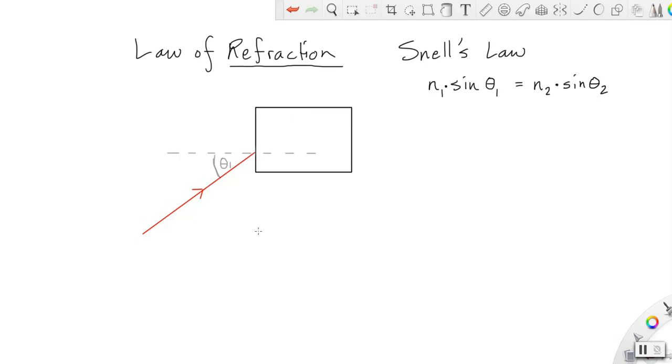The way that you can always determine what angle it's going to be bent to is you look at your materials. This particular ray is coming in at 36 degrees, so theta 1 is 36 degrees here. Let's go ahead and write that out: theta 1 is equal to 36 degrees.